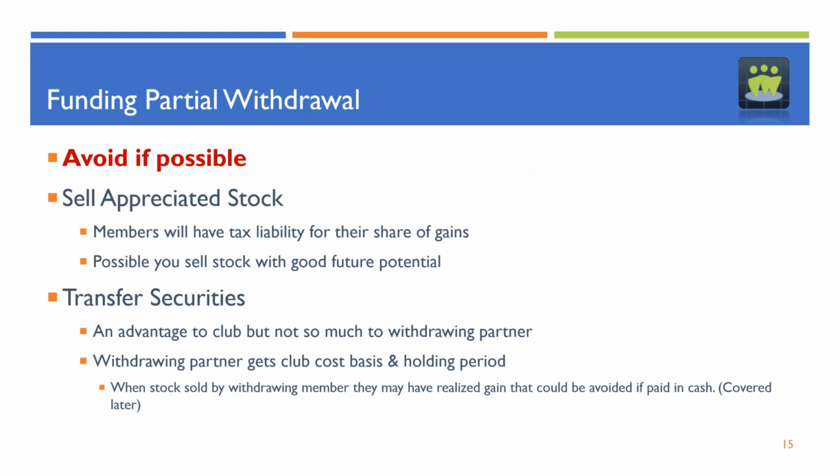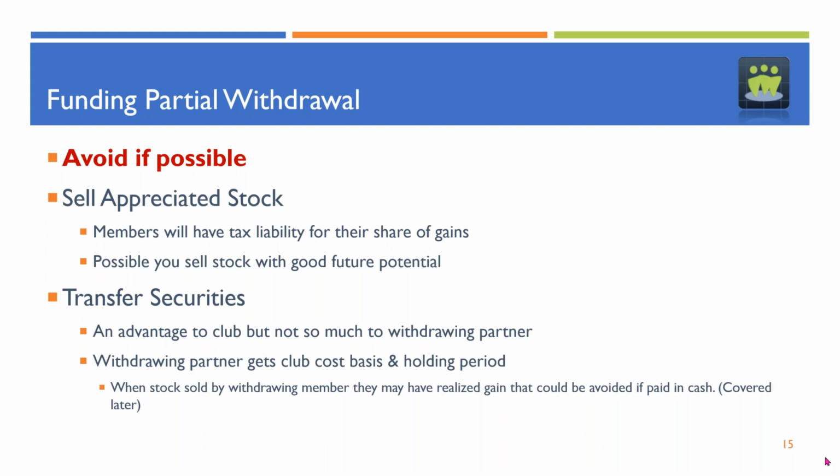Next, the things you want to avoid if at all possible. Selling appreciated stock, right? That gives the current members a tax liability for their share of the gains, right? And that will be a current year tax liability, right? Also, you may not have any stocks that you think don't have good potential. So selling those, you may be selling off something that has good future potential. So you're going to have to do a little extra work and do your SSGs to figure that out.